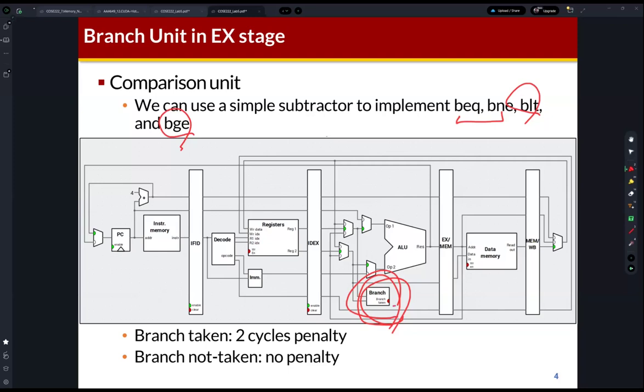And then we can make the required signals for the branch instruction. Because the branch unit is in the EX stage, if the branch is taken, then this processor will have a 2-cycle penalty. If the branch is not taken, then there is no penalty, because we assume that the branch is not taken. So it's a prediction, a static prediction.